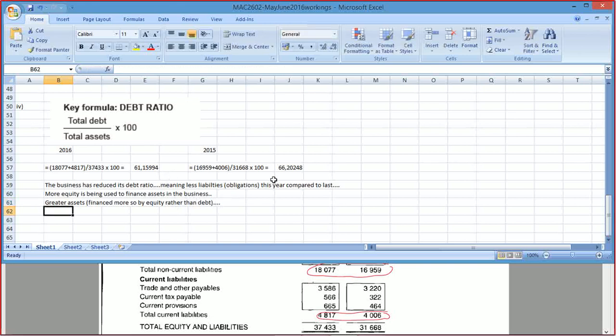Okay, debt ratio has decreased slightly. It's still quite high though, 61%. Okay, that means 61% of your assets are financed through debt. Okay, it's less than 100, which is still fine because that's not overextending the business.